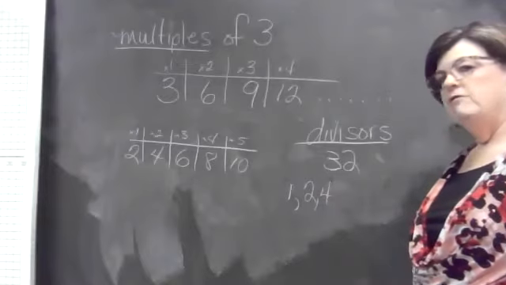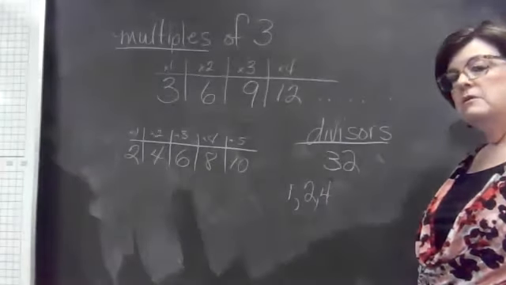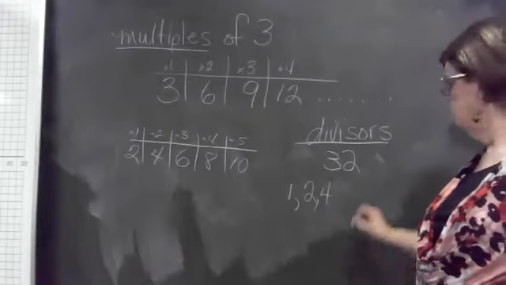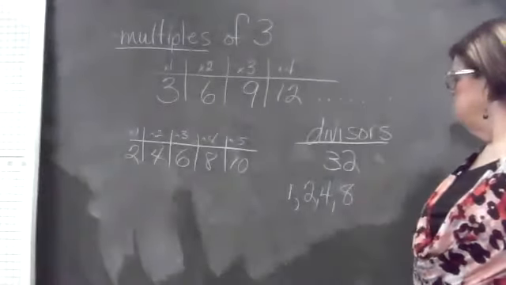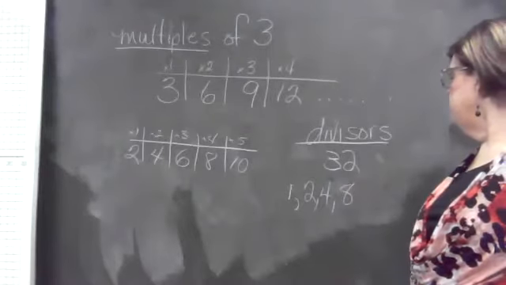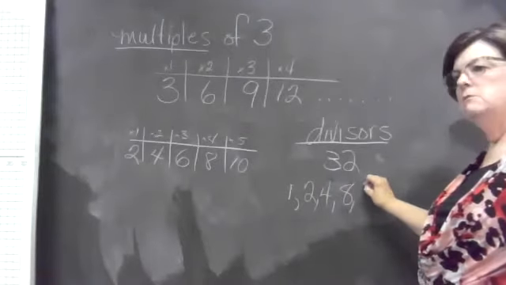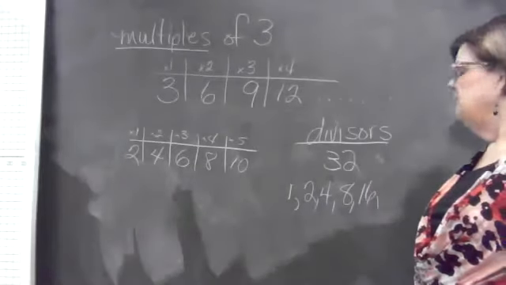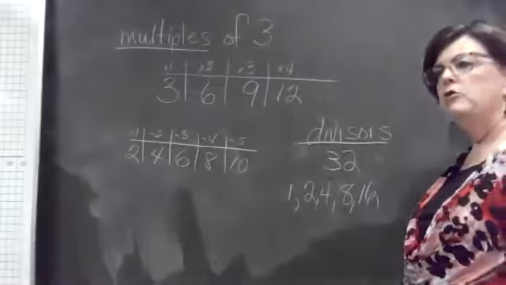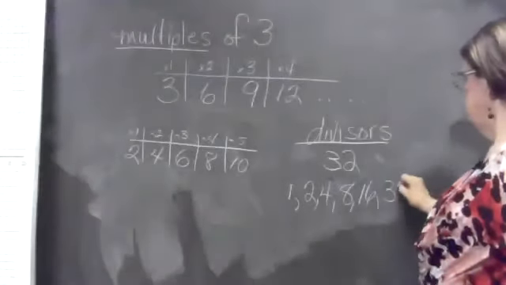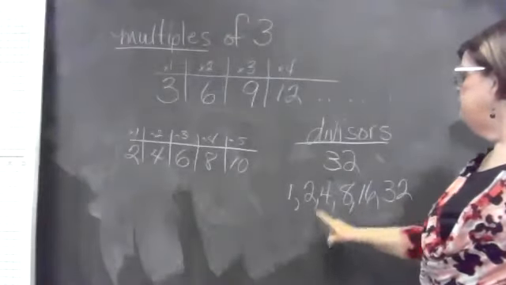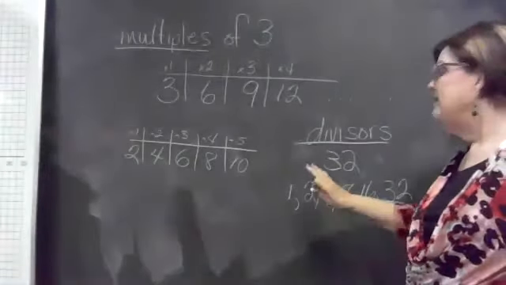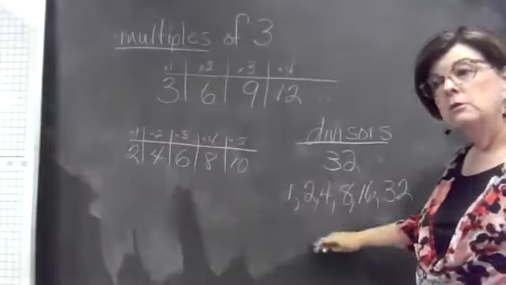Yes. How about 5? No. 6, 7, 8, yes. 9, 10, 11, 12, 13, 14, 15, 16, yes. 17, 18, and so on up to 30, 31, 32. These are all the numbers that would divide evenly into 32, right? These are all divisors of 32.